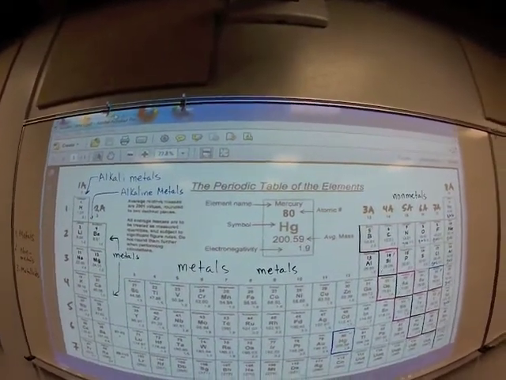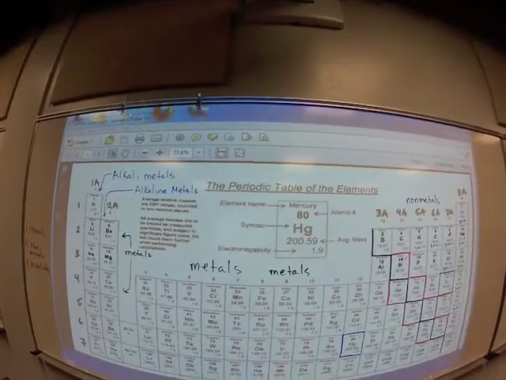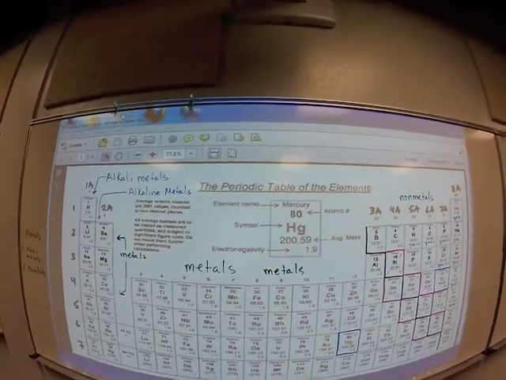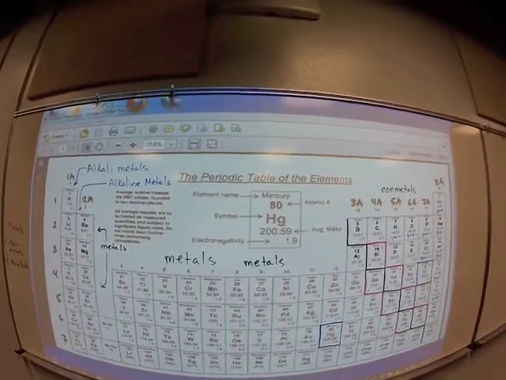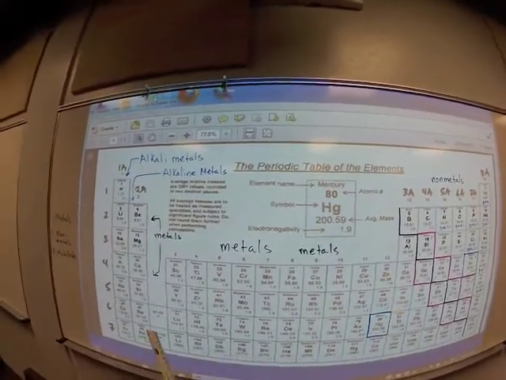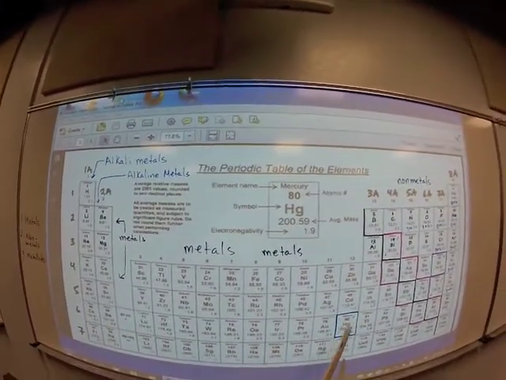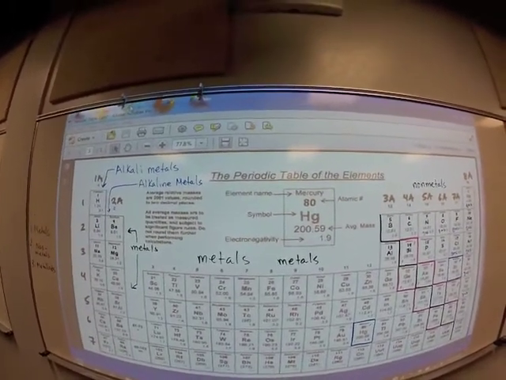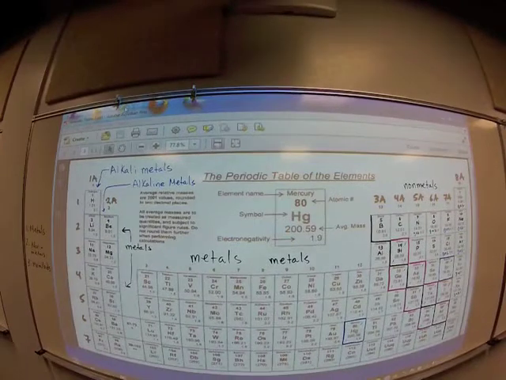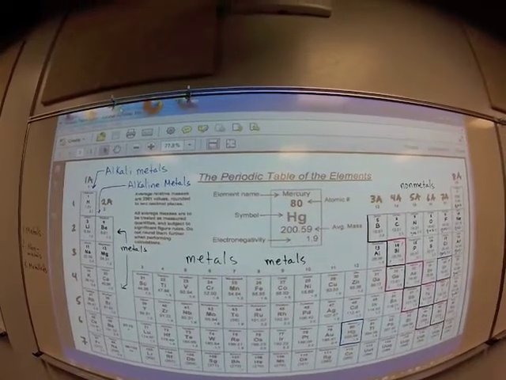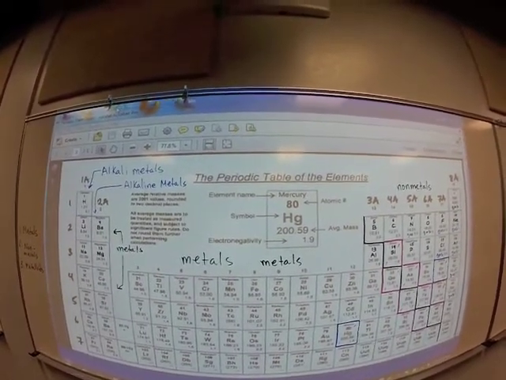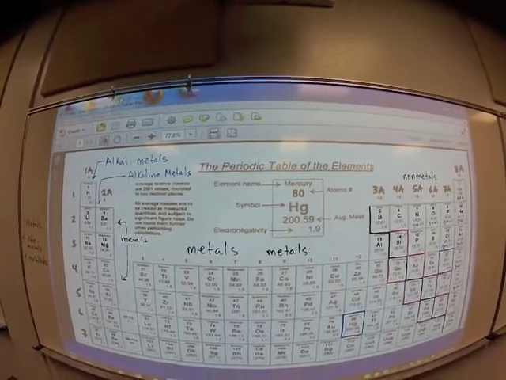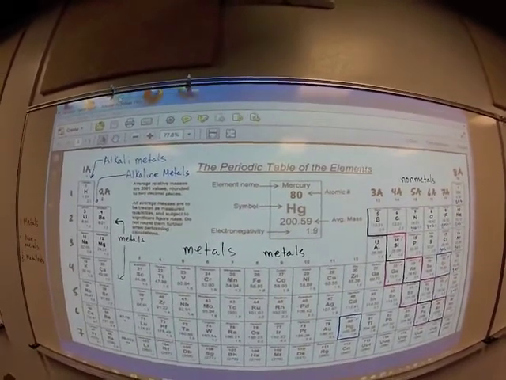Now, in terms of talking about the physical properties of the elements, we see that the vast majority of elements on the periodic table are comprised of metals. All right, metals are hard, they're dense, they're malleable, and they're ductile. That means that they can be stretched into wires, and they're flexible. They can be bent. They conduct electricity and they conduct heat.